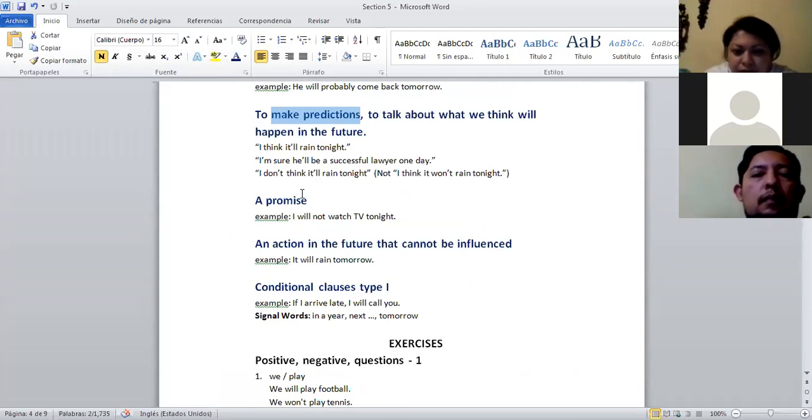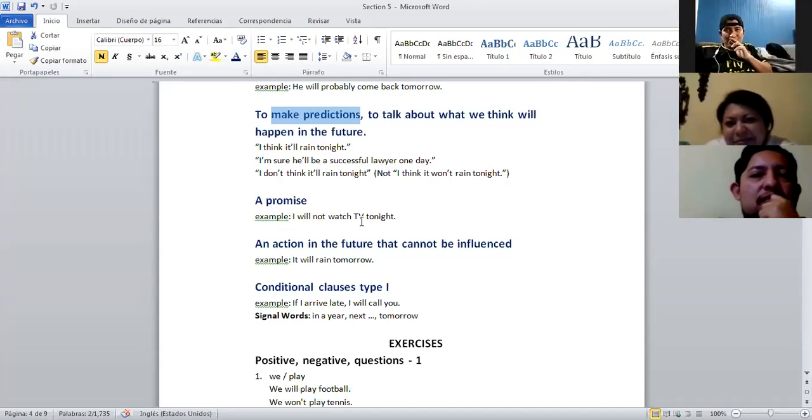So, also, we use will when we make promises. Okay? Like, for example, the politicians. I will give you better opportunities, job opportunities. I will build a bridge in this town, right? So they are promising. Only promises, okay? I will not watch TV tonight. It's a promise, right? Hey, you promise to your boyfriend or to your girlfriend or to your husband or to your wife, hey, I won't do it again. So that is a promise, right?